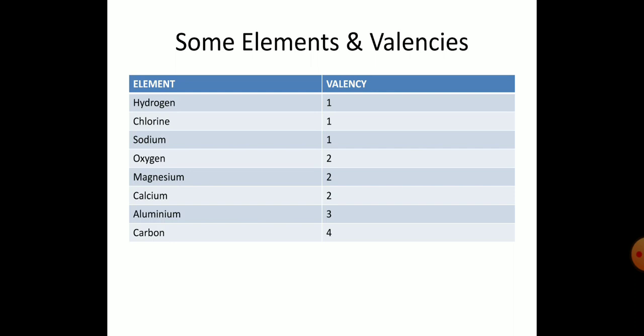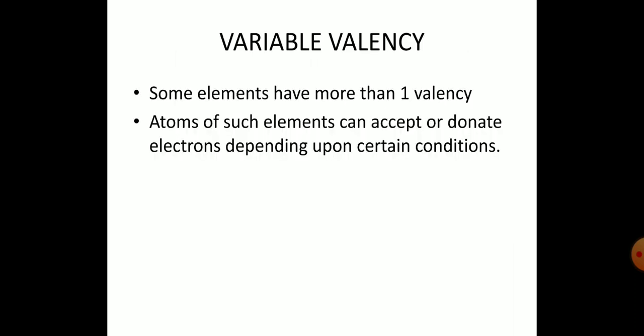Okay, coming to variable valencies. That means an element or atom can have more than one valency. They come under variable valencies because it depends upon the conditions. The chemical reaction will happen depending upon the condition, so accordingly their valencies also change.